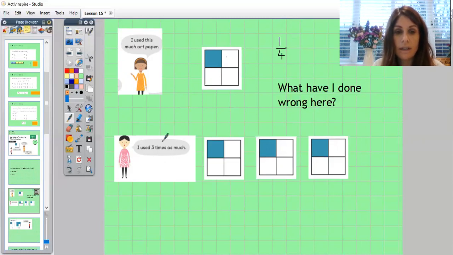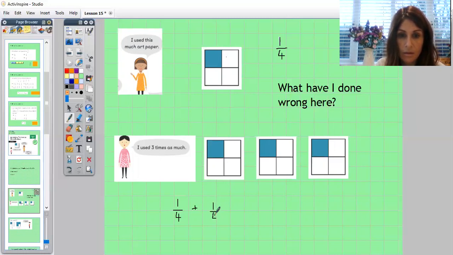Now if she's used 3 times as much, then she has done 3 lots of 1/4. 1/4 plus 1/4 plus 1/4. Oops, gone a bit funny there. Okay, I'm doing it like this because actually if I type it, it doesn't type very well. It gives you a slanty line and it's not how we write fractions.